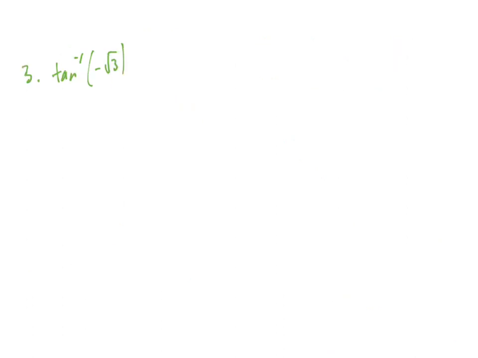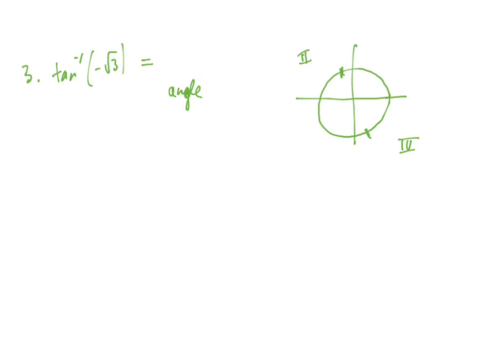All right, the third one we have is inverse tangent of negative square root of 3. So again, we want to know what angle has a tangent value of negative square root 3. If we think of the unit circle, tangent is negative in quadrant 2 and quadrant 4, in these positions. In quadrant 2, that angle is going to be 2 pi over 3. In quadrant 4, that's going to be 5 pi over 3.